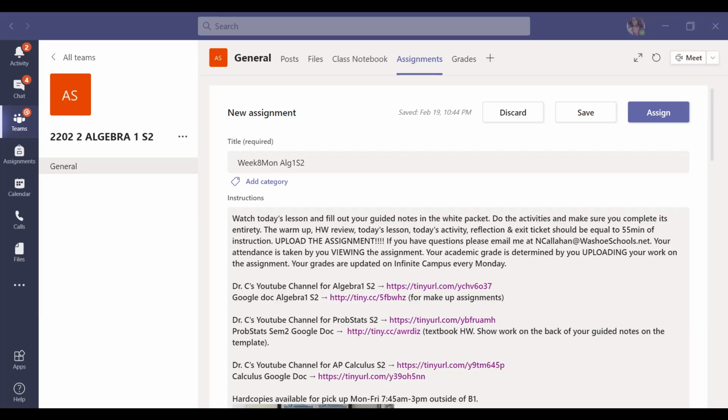Today we are going to talk about graphing quadratics in standard form.